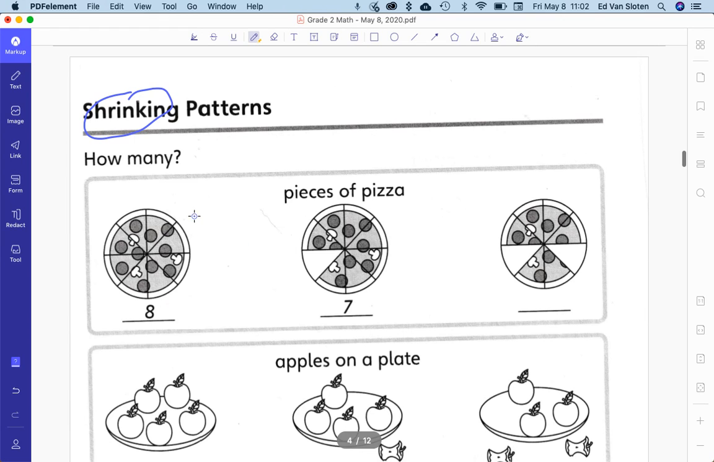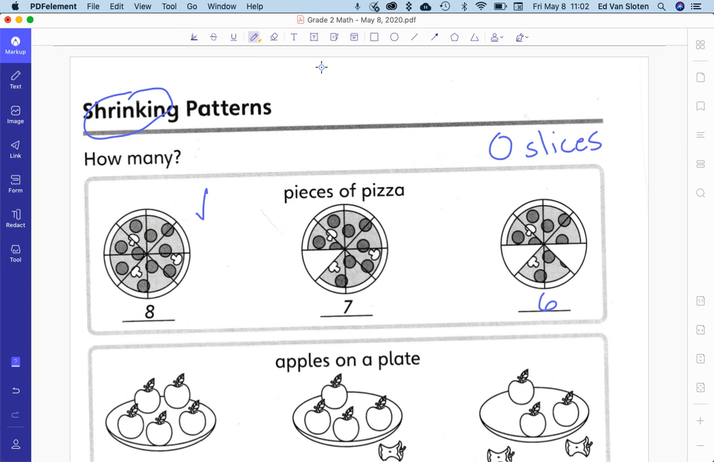Shrinking pattern, and a good chance to see a pizza. So, and then this pizza goes to Mr. V, and then you have 0 slices left. I do like my pizza. So 8, 7, 6, the numbers are getting smaller, and we call that shrinking.